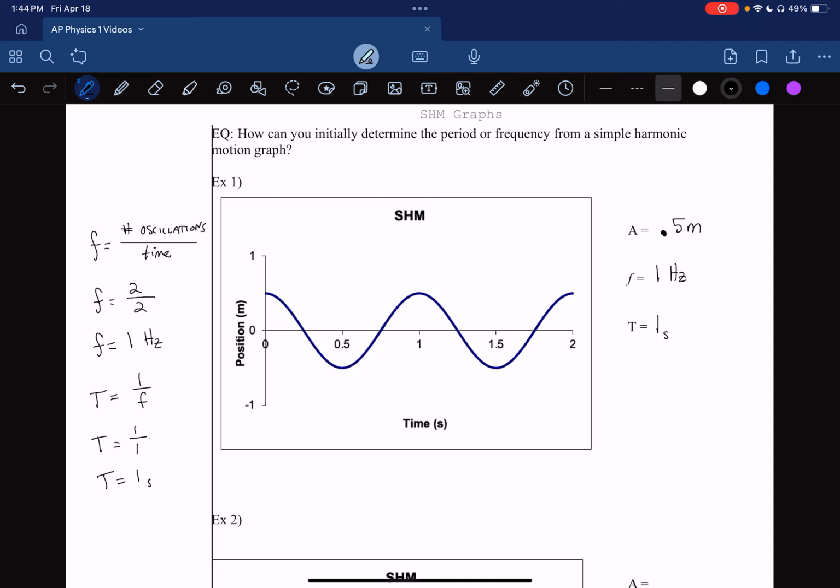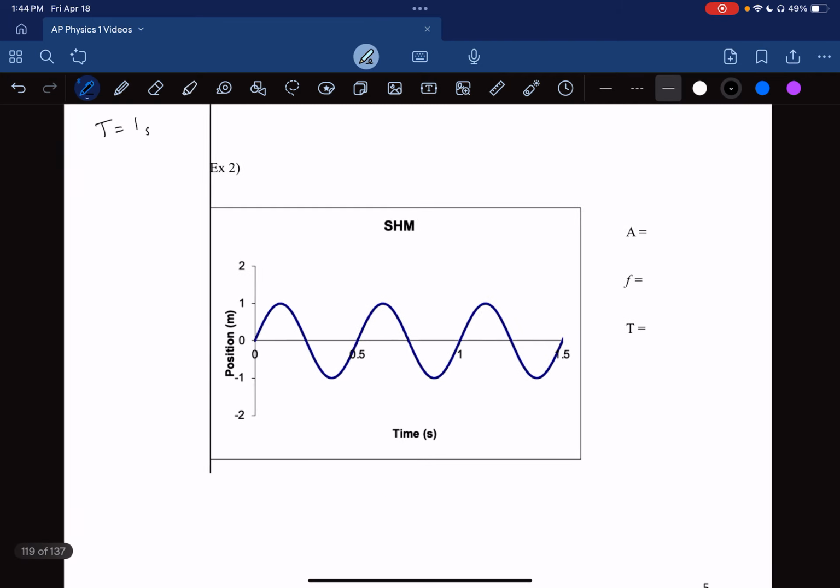So you can use an equation to find period, or you can just look at the thing. How much time does it take for one oscillation? Well, that's 1 second for one oscillation, right? That's what period is. So you can just look at the graph. Cool. Let's do another one.